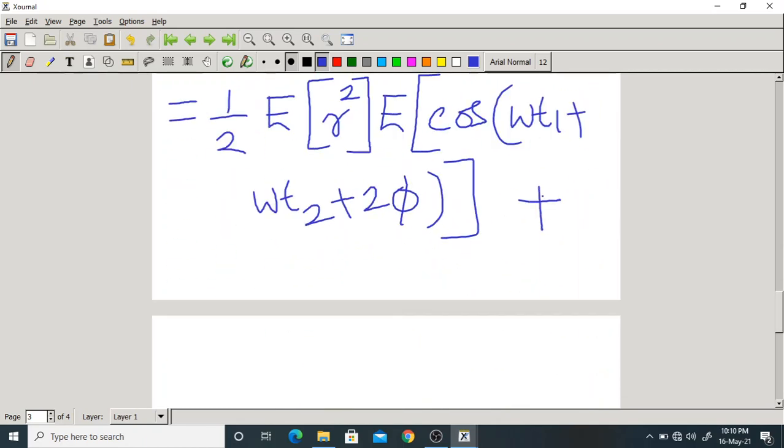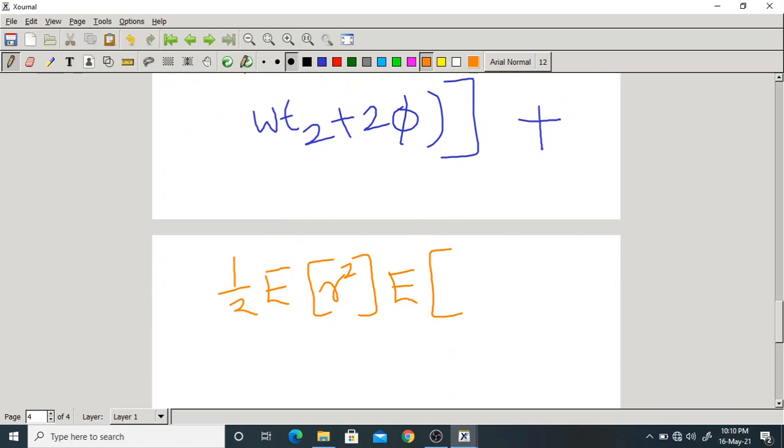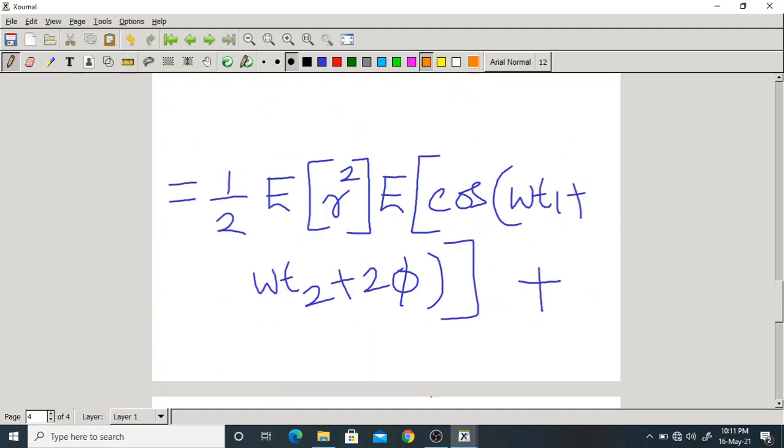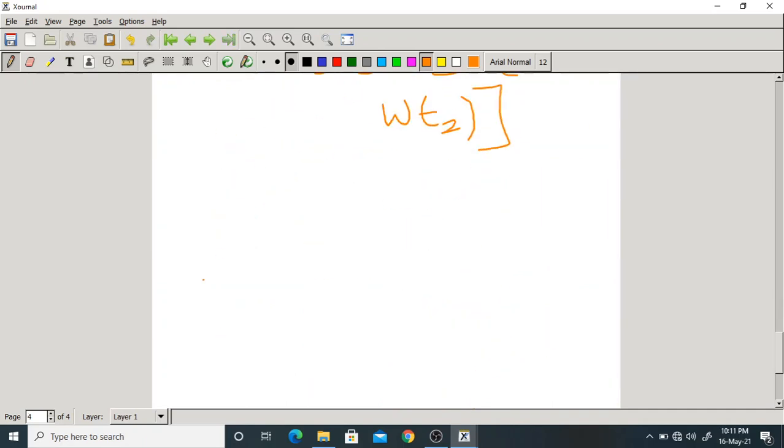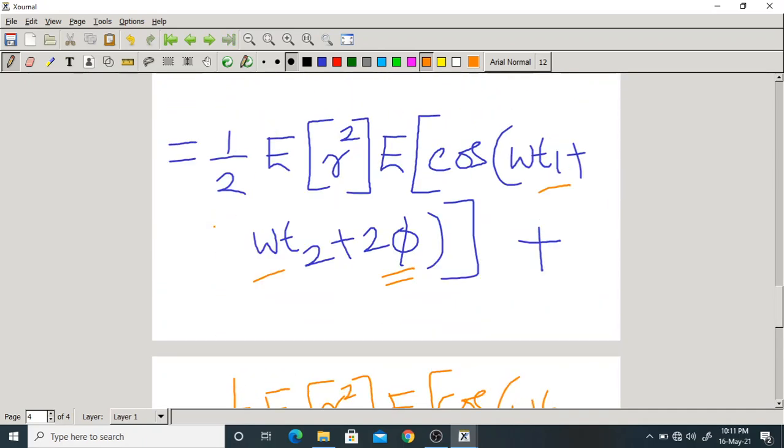Plus, what is another quantity you can write? Expectation of r square, the second quantity. What is that? Expectation of cos(omega t1 minus omega t2). Now, expectation of r square, we don't know anything about this r. But we know about this phi. Phi is a uniform distribution random variable. Omega and t are constants. So simply you need to calculate the first one. Let me call this the first one and this the second one.